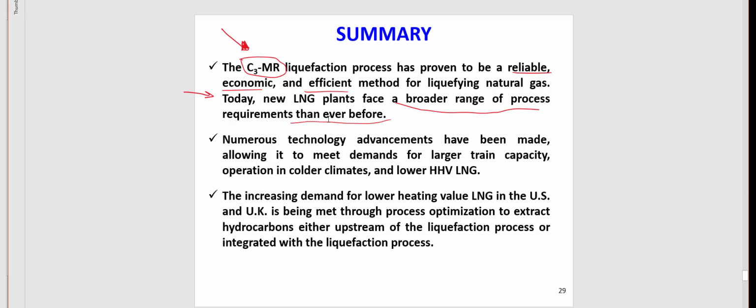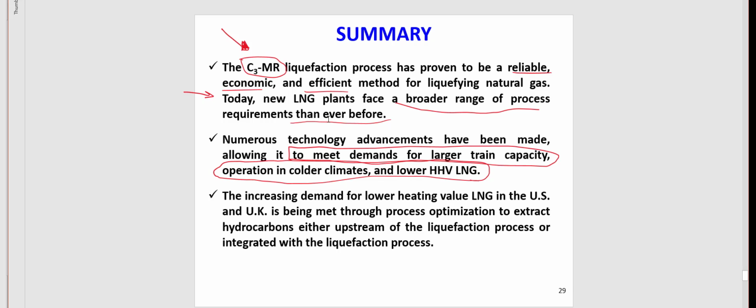And there are numerous technology advancements that have been made that allow us to meet the demands for the larger train capacity these days. We have more customers, the consumption is more, so we need a higher production capacity, and we can operate in different kinds of climate, low temperature, high temperature. We can also provide different heating value products.